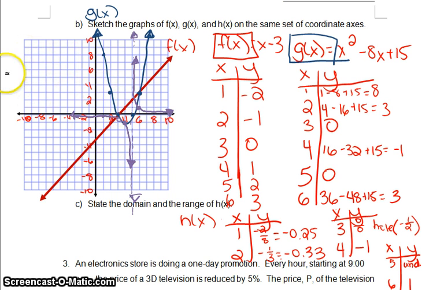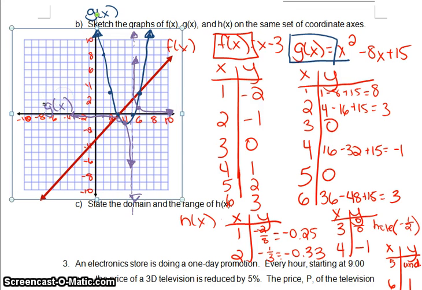Then let's label this one. It's a little bit harder to label, but we'll throw that one over here. So we'll do g of x here. Sorry, that should be h of x. My apologies there. So h of x. Okay. So now let's move on to C. So I'm going to actually erase all of our written information.